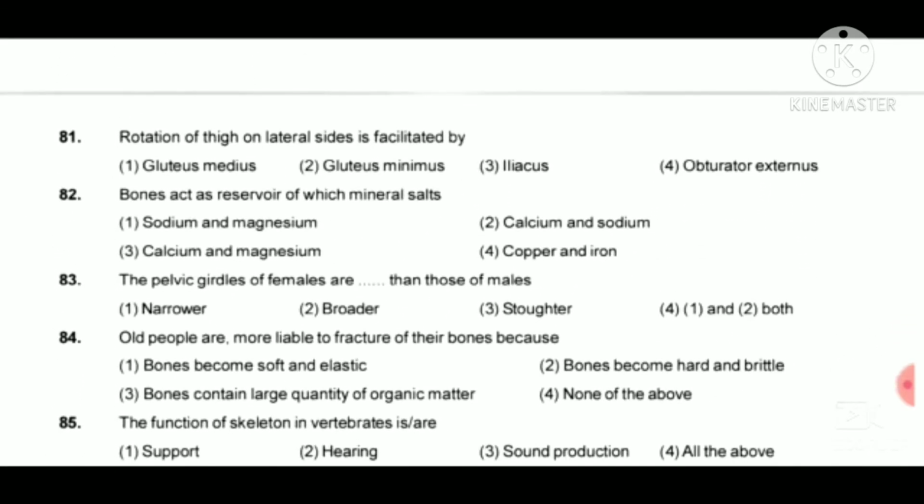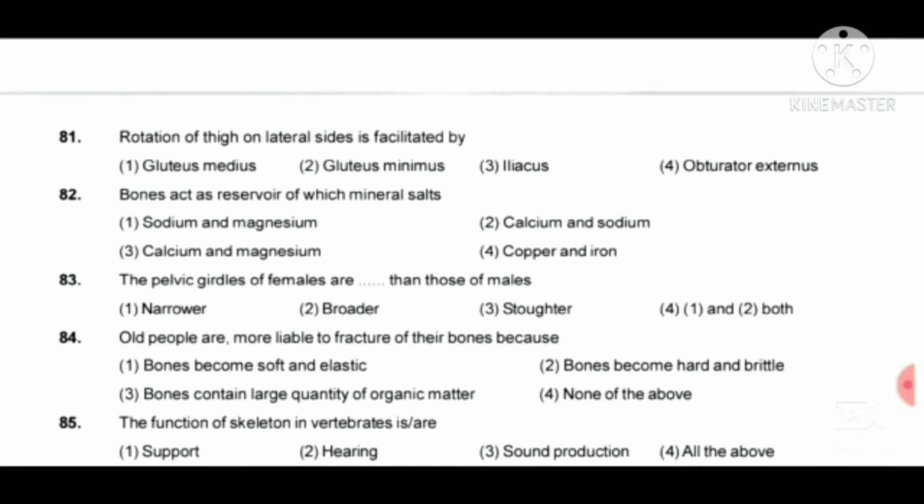Rotation of thigh on the lateral side is facilitated by number 1, gluteus medius, number 2, gluteus minimus, number 3, iliacus, number 4, obturator externus. Now gluteus medius is a broad thick rotating muscle situated on the outer surface of the pelvis, and gluteus minimus is the secondary muscle that produces hip extension, and iliacus is the triangular shaped muscle that functions to flex the upper leg, and obturator externus functions to rotate the femur. So the answer is option number 4.